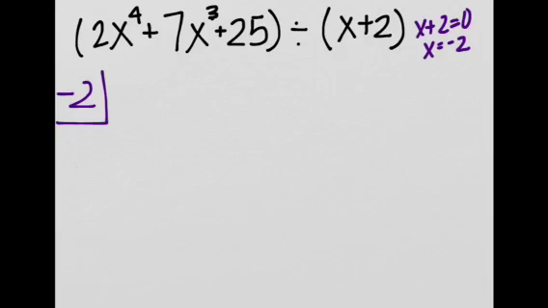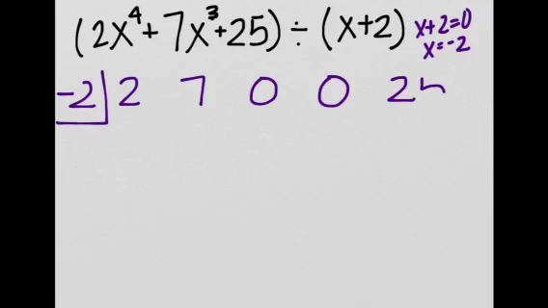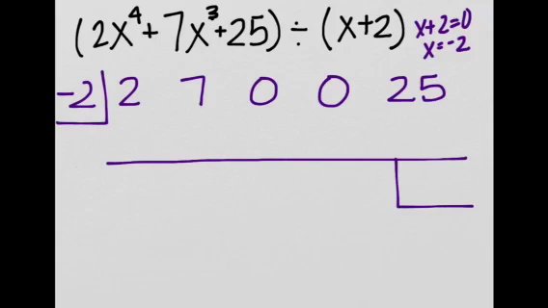Do I have all powers of x represented? Okay, in my original polynomial, I'm missing x squared and x to the first. So as I write those coefficients out, I need to remember to put in 0 as a placeholder. So I have 2, 7, 0, 0, and 25. Give myself a little bit of room here. My remainder is going to go there, and I'm going to bring down my 2.